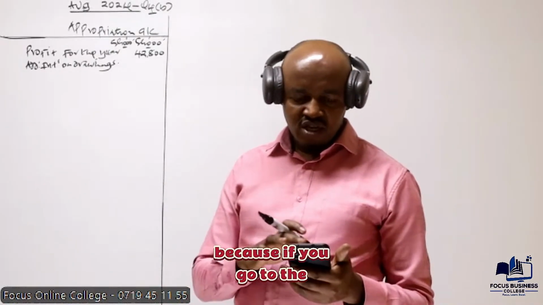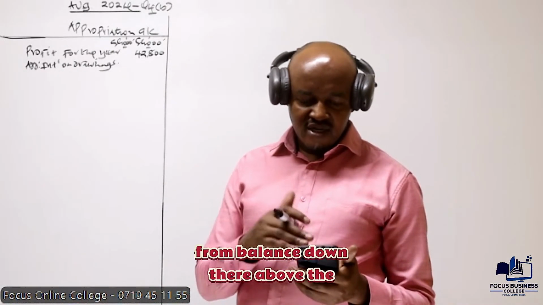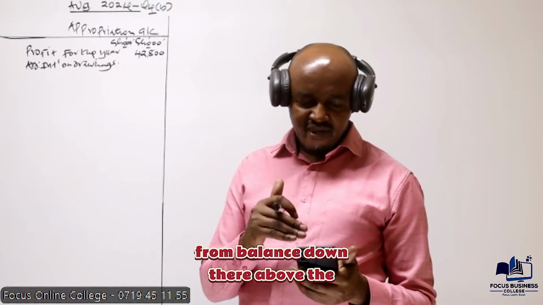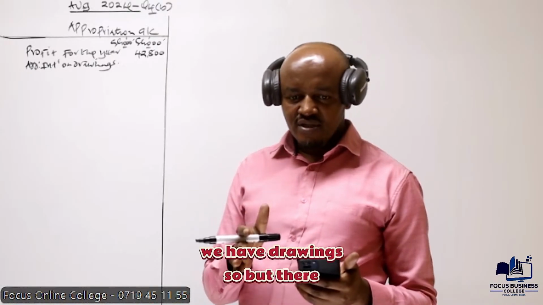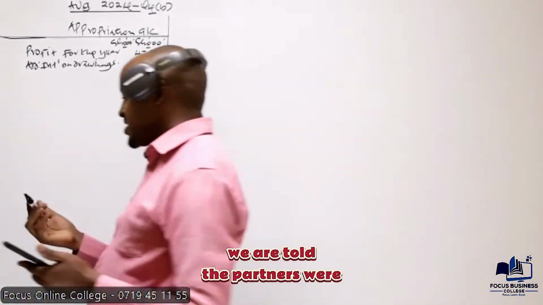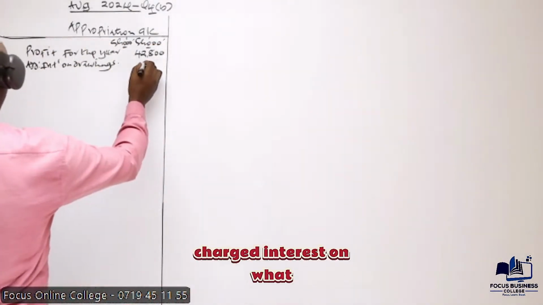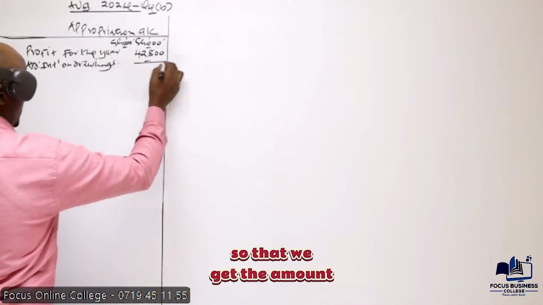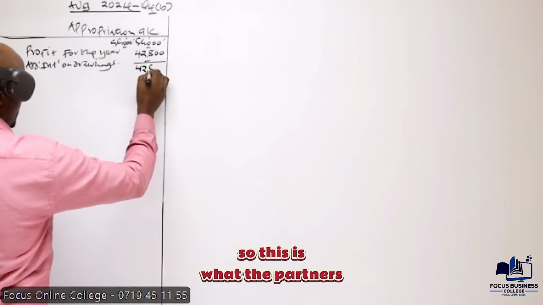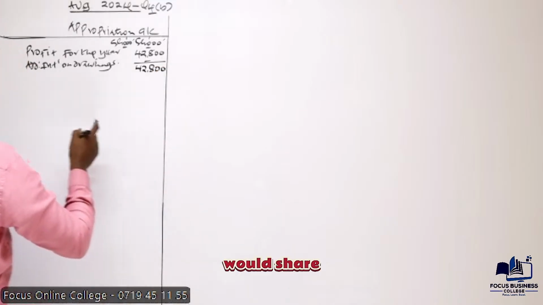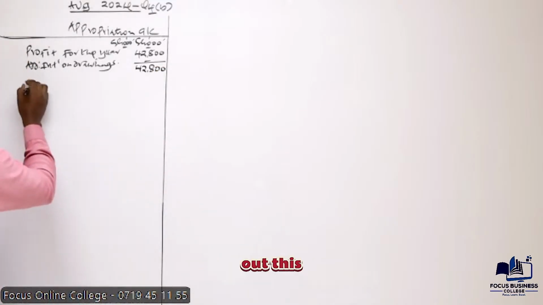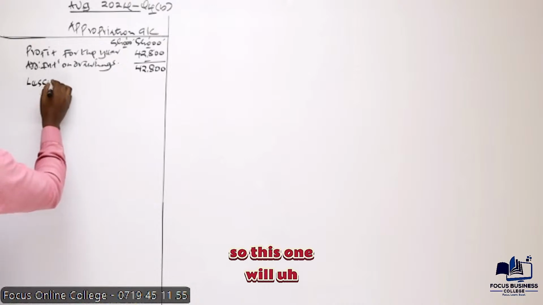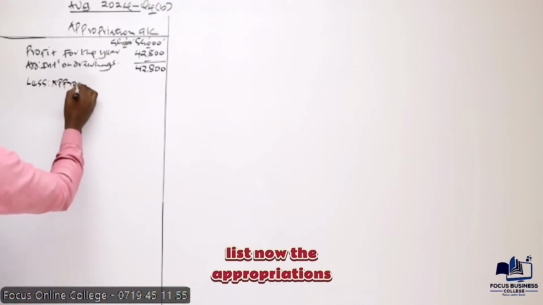interest on drawings. Because if you go to the trial balance, down there, above the loan from Kelvin, we have drawings. But there is nowhere we are told the partners were charged interest on what? Drawings. But if there was any, we should add it here so that we get the amount to be shared among partners. So this is what the partners will share. So how do the partners share out this? Basically what we do, we list now the appropriations.